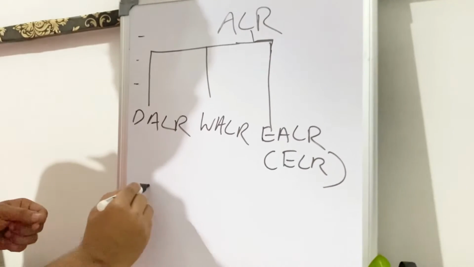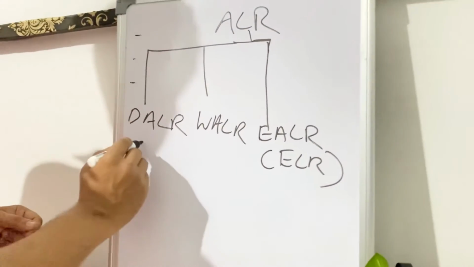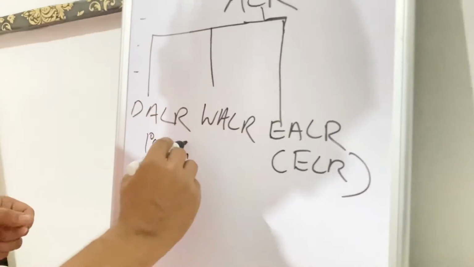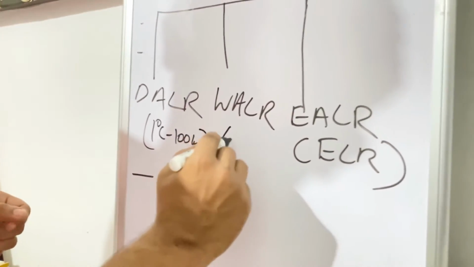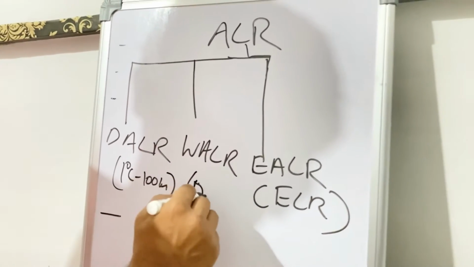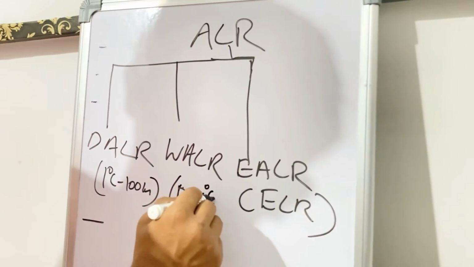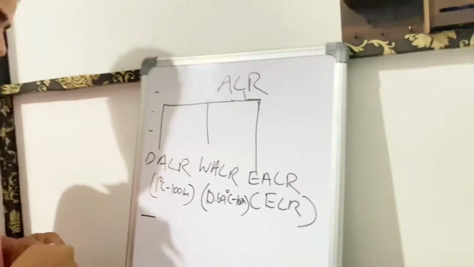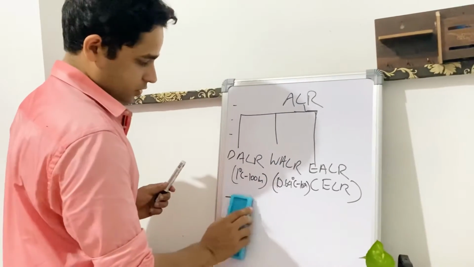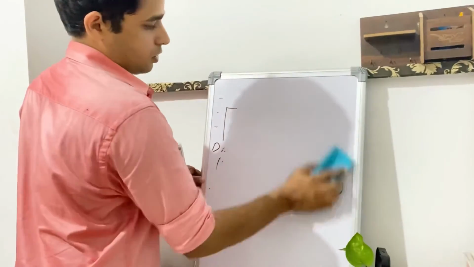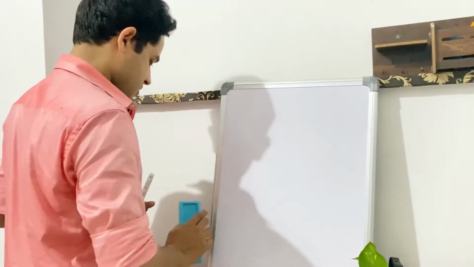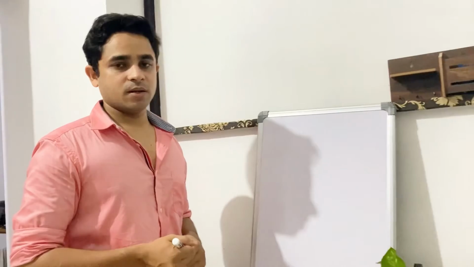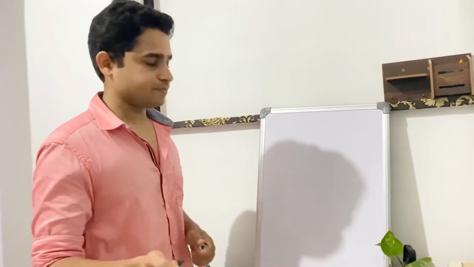And so dry adiabatic lapse rate is about 1 degree Celsius for 100 meters, and for wet adiabatic lapse rate it is about 0.64 degrees Celsius for every 100 meters. Okay, so now with relation to different types of lapse rates, the stability of the atmosphere can be decided or predicted.